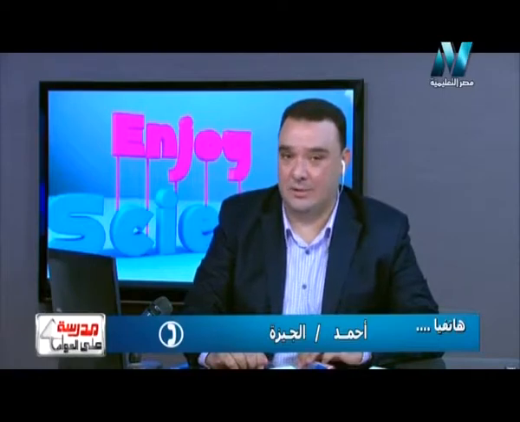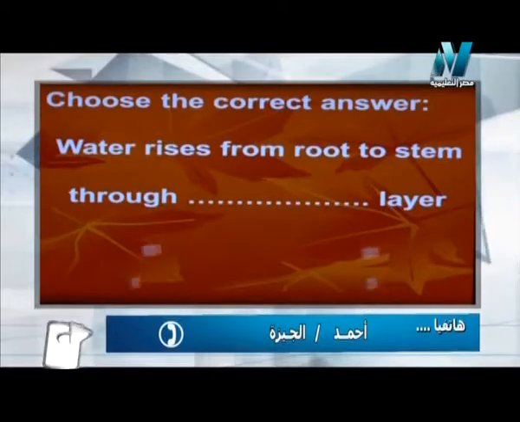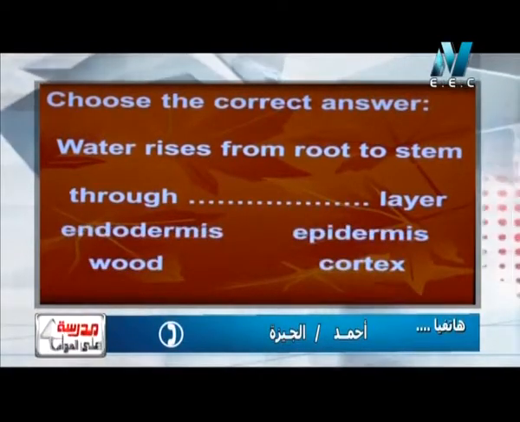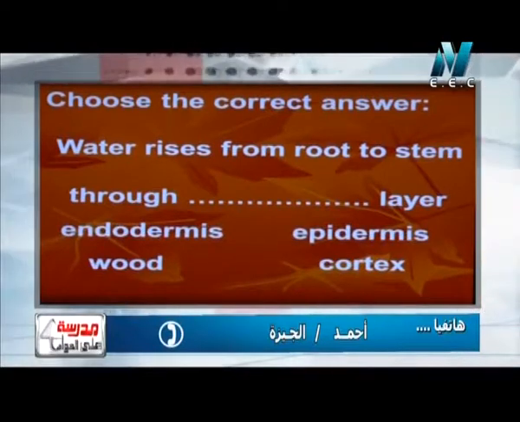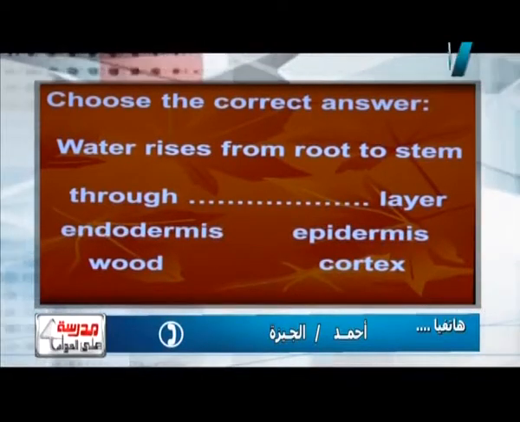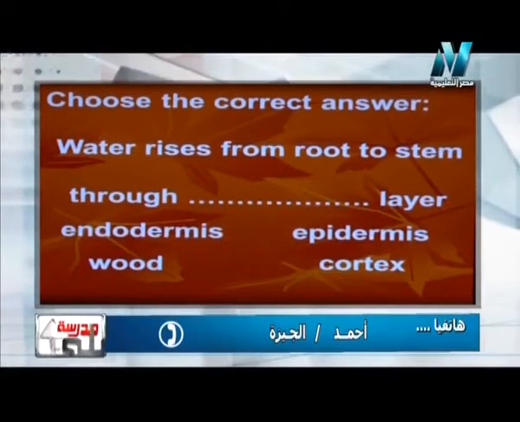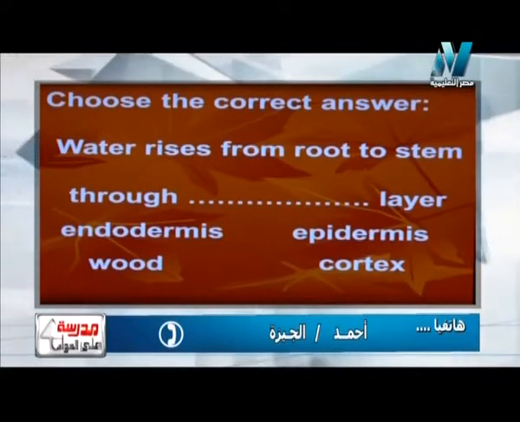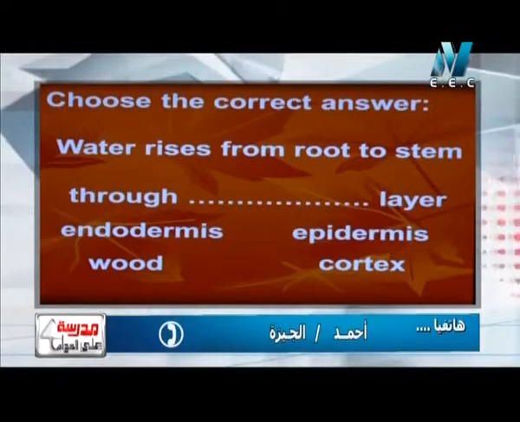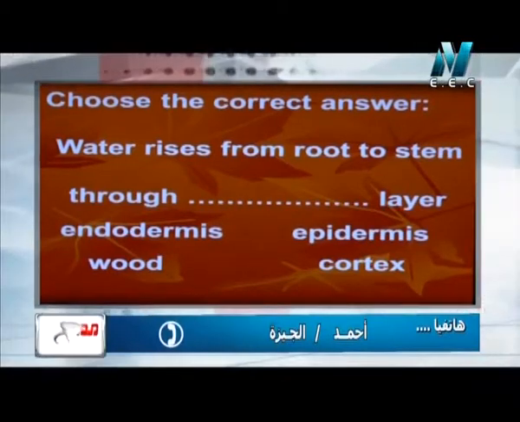Another question of choose the correct answer. The question says that water rises from root to stem through endodermis, epidermis, wood, or cortex layer. Which is the layer that helps in the rising of water from the root to the stem?